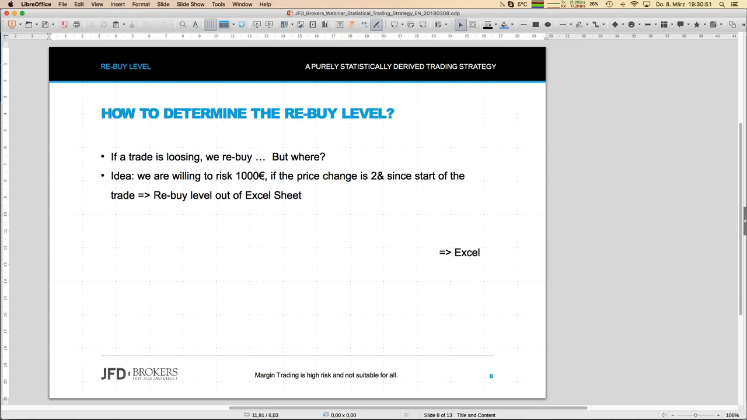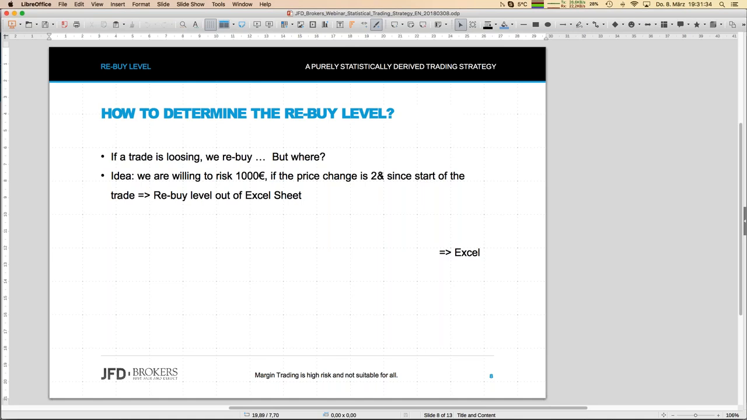If you do something like that, then you first have to say how much money you are willing to risk for that kind of trade sequence. I call it trade sequence because we open a trade, the trade goes into the minus, and we do a rebuy. And those two now are a trade sequence. And we do a second rebuy, and a third, and a fourth, and so on. Still, we need a stop loss level, and that's key that we do it. And in this case, I simply said, okay, I'm willing to risk 1,000 euros for any trade sequence.